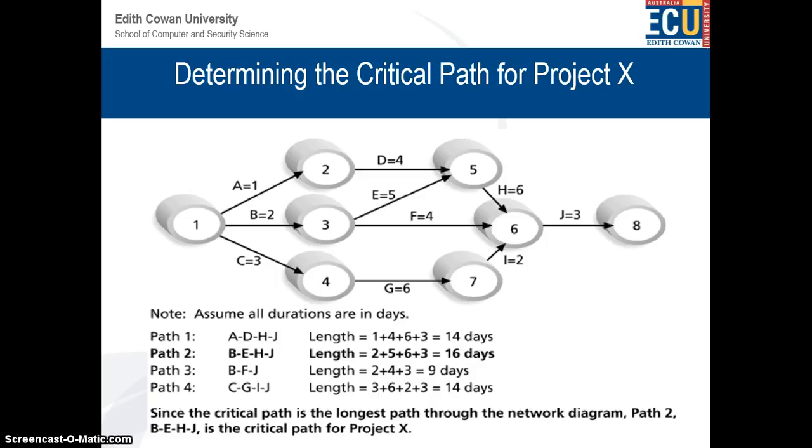And path T, B, F, J, true. And then C, G, I, J, correct, 14 days. Since the critical path is the longest path in the network diagram, path 2 is the critical path. This is the earliest time.